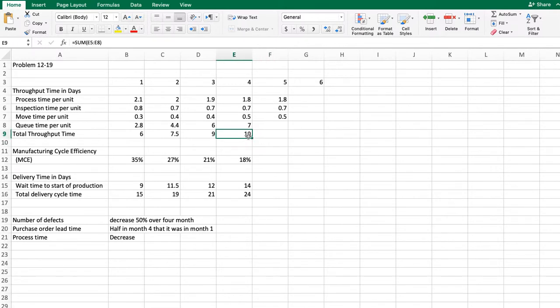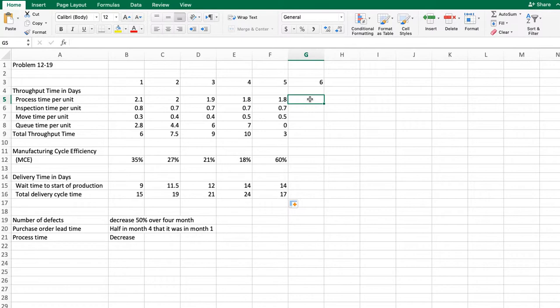The first thing we see is that it decreases our total throughput time to 3, which is a huge improvement. And then if we come down here and see what it does to our manufacturing cycle efficiency, again, a huge improvement. And I don't think they really ask us to work on this down here, but if it was still 14, then again we would see a big improvement in our total delivery cycle time. The quicker we deliver it, the better it is.